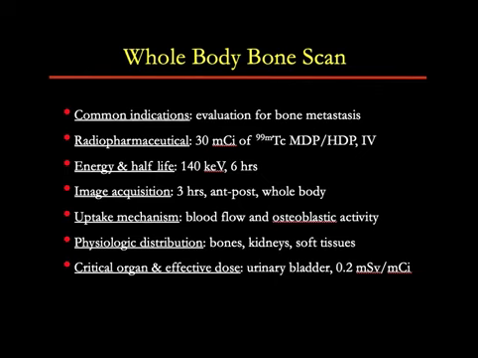The tracer is injected IV, we wait for 3 hours and we acquire whole body images in anterior and posterior projections. The mechanism of uptake is blood flow and osteoblastic activity. We see physiologic uptake in the bones, excretion of the radiopharmaceutical from the kidneys into the urinary bladder, and mild soft tissue activity. The critical organ for this radiopharmaceutical is the urinary bladder.